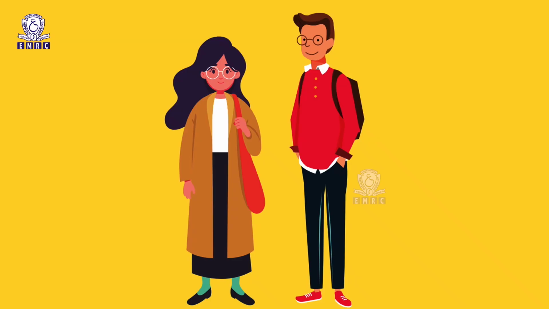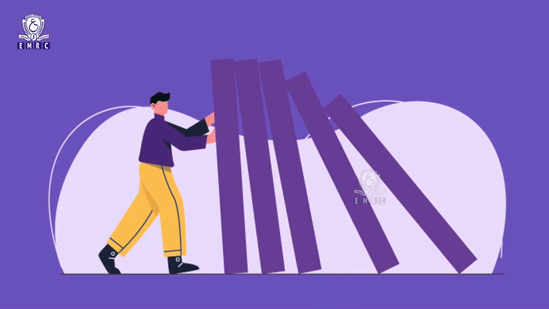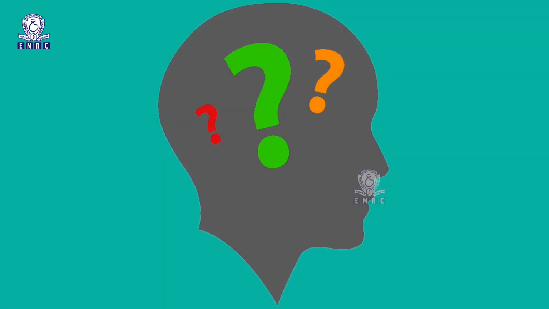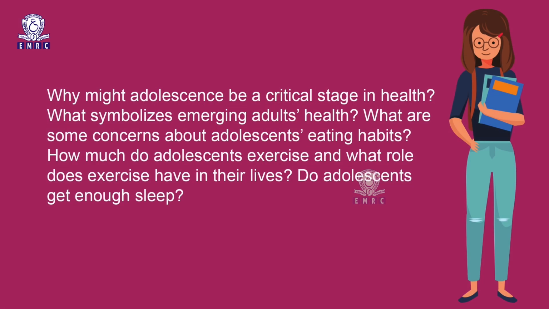Structural changes that disrupt the systematic factors that increase risk for early puberty, for example, resource deprivation, as well as supportive relationships, can lessen the risk associated with early puberty, can foster positive outcomes, and may promote adolescents' capability for resilience. You might get some questions in your mind, such as, why might adolescence be a critical stage in health?